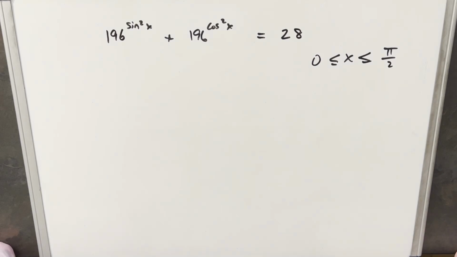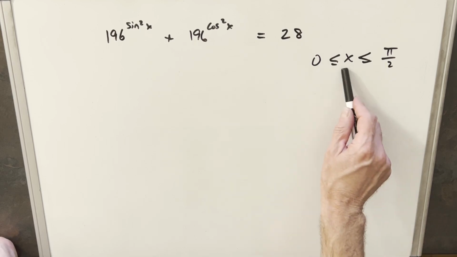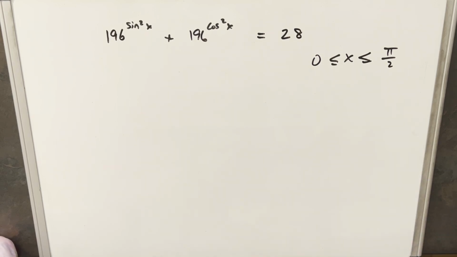Hey, thought we'd try to do something a little different today and do some algebra. So we have this problem on the board. We have this equation, 196 to the sine squared x plus 196 to the cosine squared x equals 28. And for our x value, we want to find something between 0 and pi over 2.